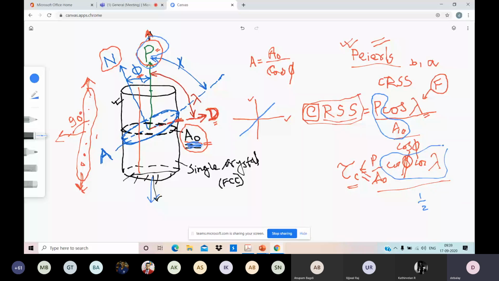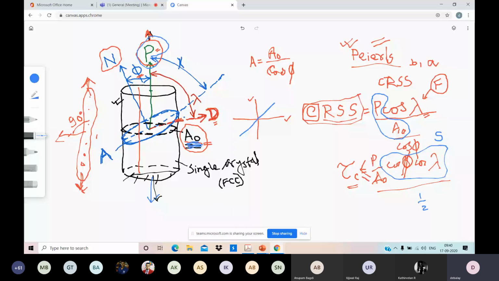What is that called? Schmidt factor. Right, very good. The Schmidt factor, which is the orientation factor: how the slip plane and slip direction are oriented with respect to your loading direction.